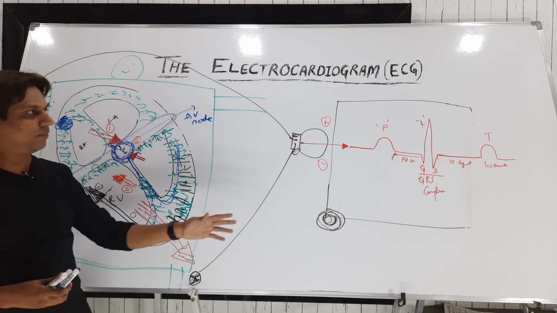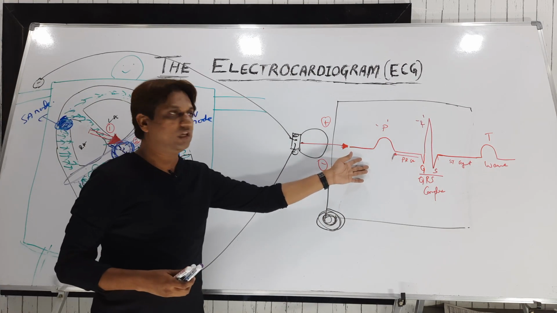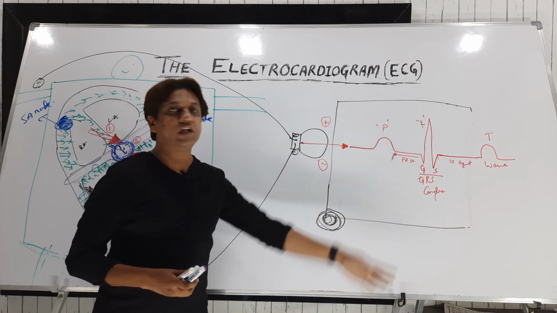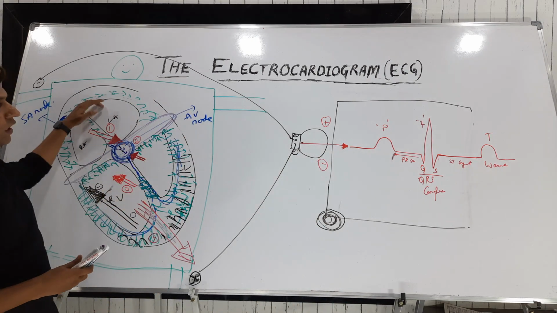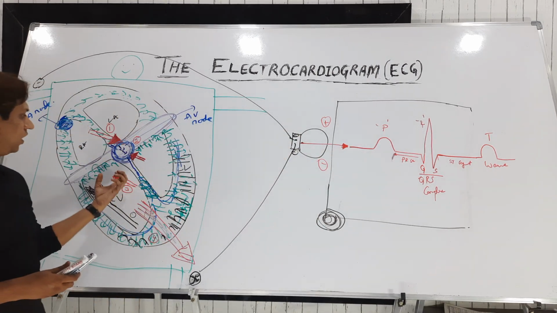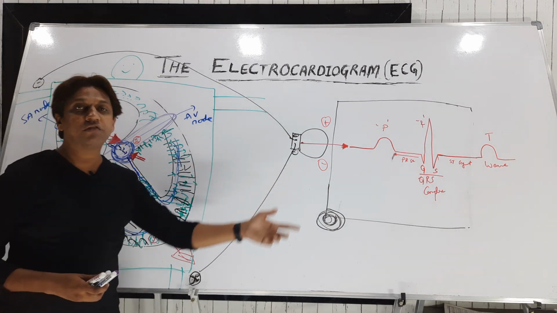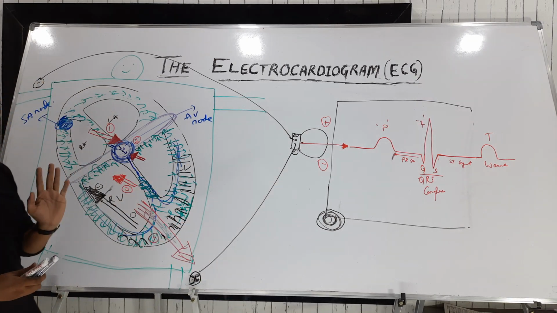So basically, to summarize, we get these waves on an ECG: the P wave, the QRS complex, and the T wave. The P wave represents atrial depolarization, the QRS complex represents ventricular depolarization, and the T wave represents ventricular repolarization.